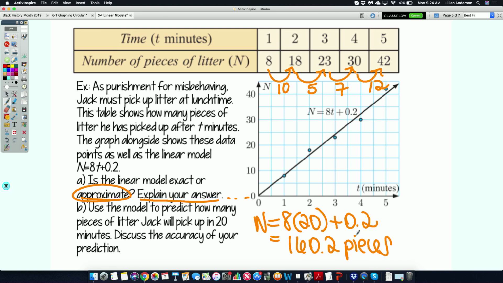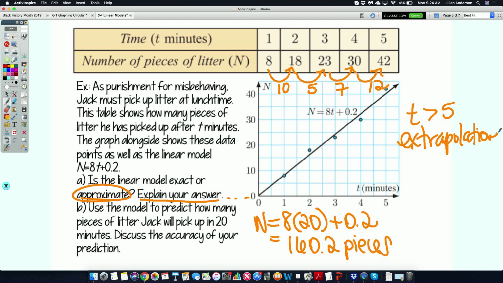Now discuss the accuracy of your prediction. Because this is an approximate model, any time after 5 minutes is called an extrapolation. That basically means that we don't know what's going to happen after 5 minutes. This was an approximate model. So for all we know, what could happen? You can stop picking up. You could run out of trash to pick up. So it actually could be very constant after a certain amount of time. He may only pick up one piece of trash after a certain point in time.